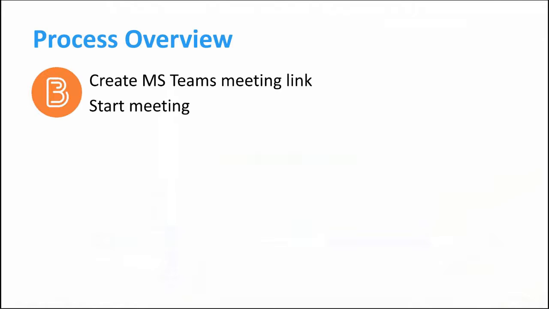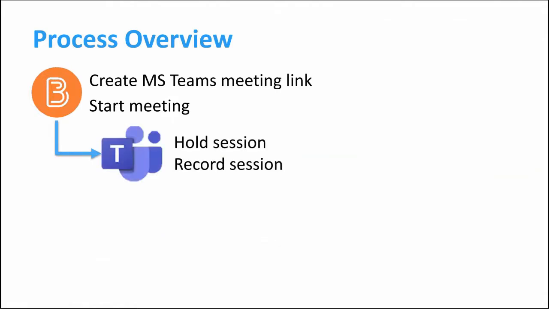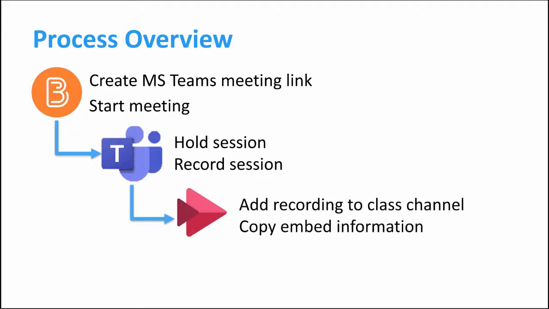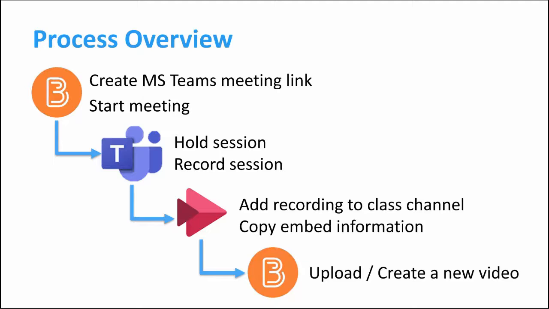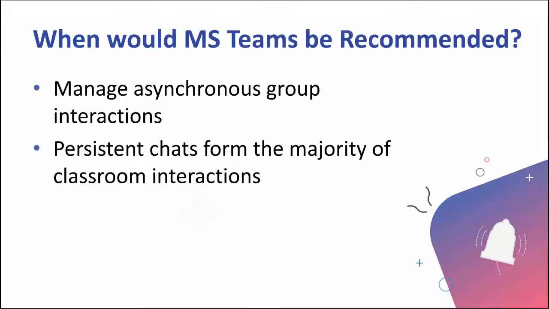So just a really quick review of what we did. We talked about first using Brightspace to create your Teams meeting link, and then going into Brightspace to start your meetings from that location. Then you're going to go into Teams to actually hold your meetings or your lectures or record your sessions. Once you have a recording, which is going to be in Stream, you're then going to add that recording to a class channel that you've already created, again so that we're restricting the access to the people in your class. And then I'm going to take the information associated with that video so that I can add it to Brightspace to bring it back to that centralized location.